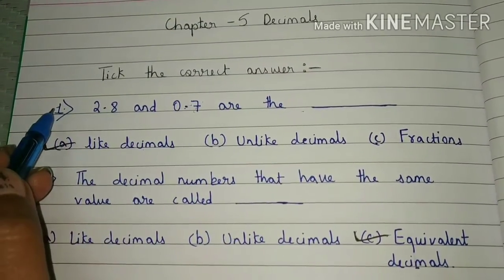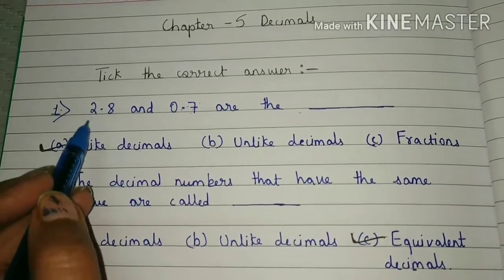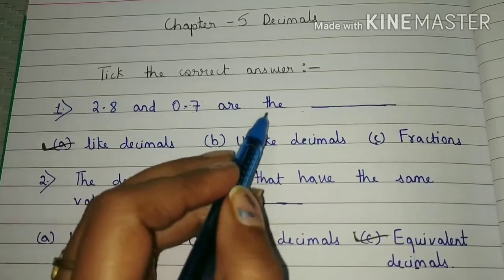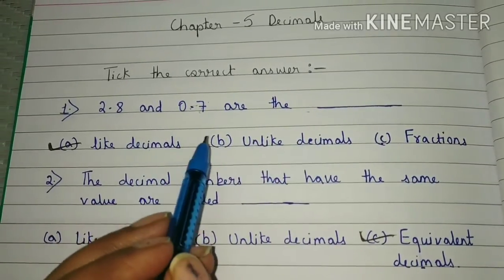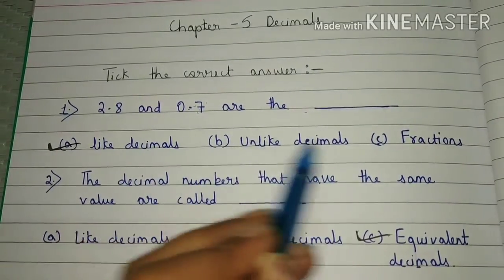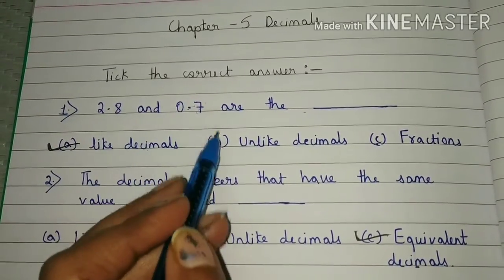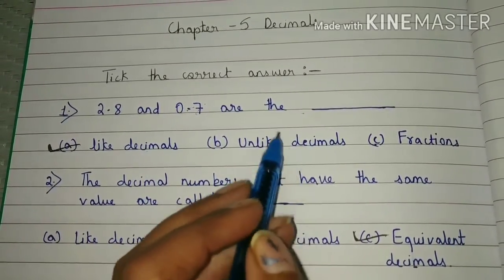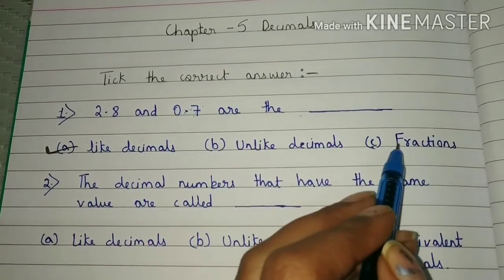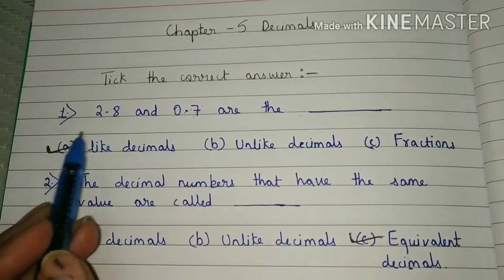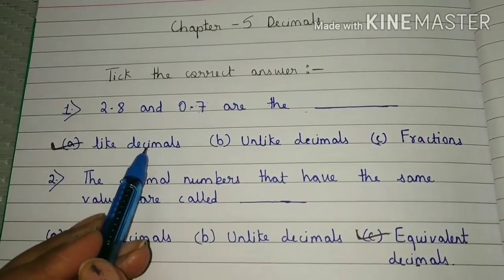Students, now come to question number 1. 2.8 and 0.7 are the dash. You can see here 3 options are given to you. Option A, like decimals. Option B, unlike decimals. Option C, fractions. So students, correct answer is option A, like decimals.